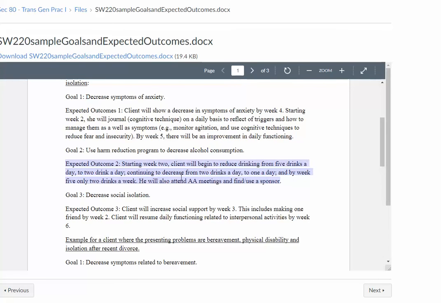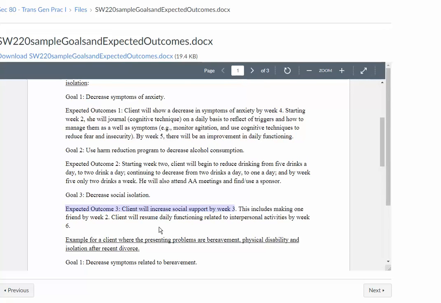Goal number 3, decrease social isolation. Expected outcome. How will you know that they've decreased social isolation? Well, the client will increase social support by week 3. I would need to define what social support is. This includes making 1 friend by week 2. Client will resume daily functioning related to interpersonal activities by week 6.